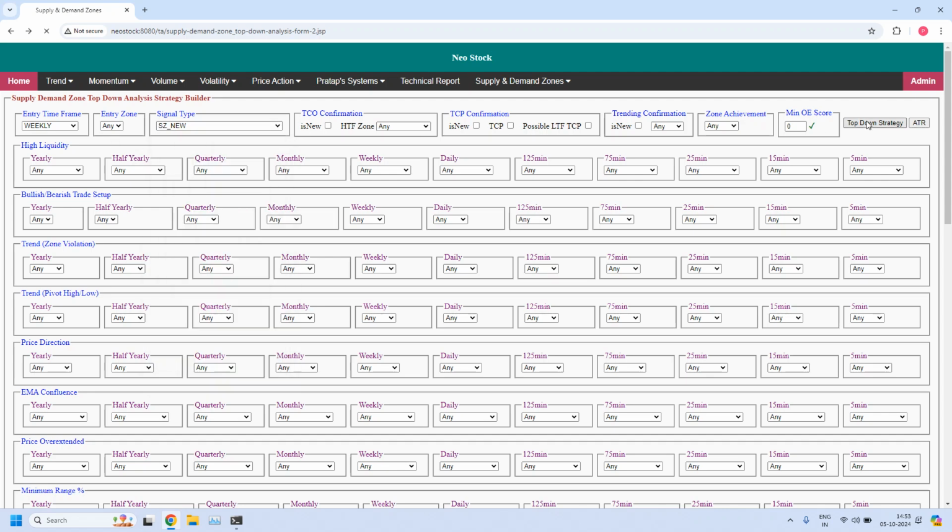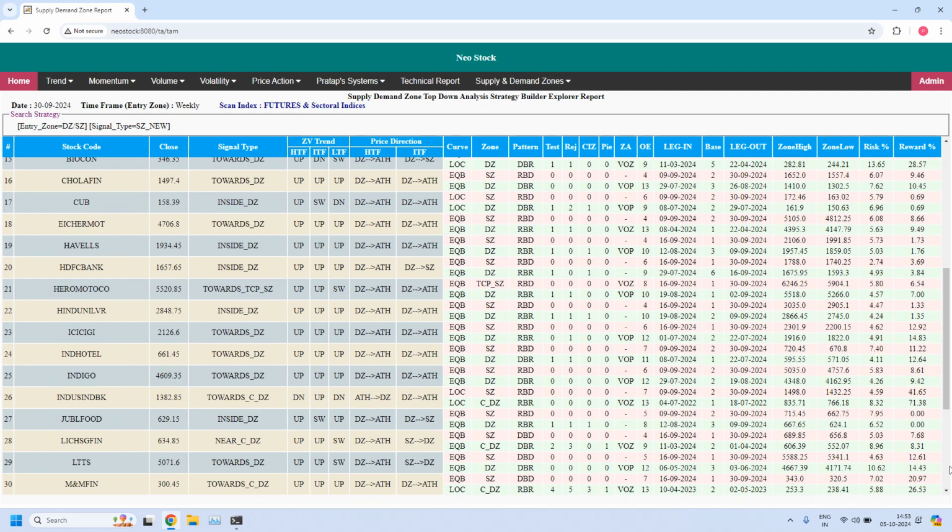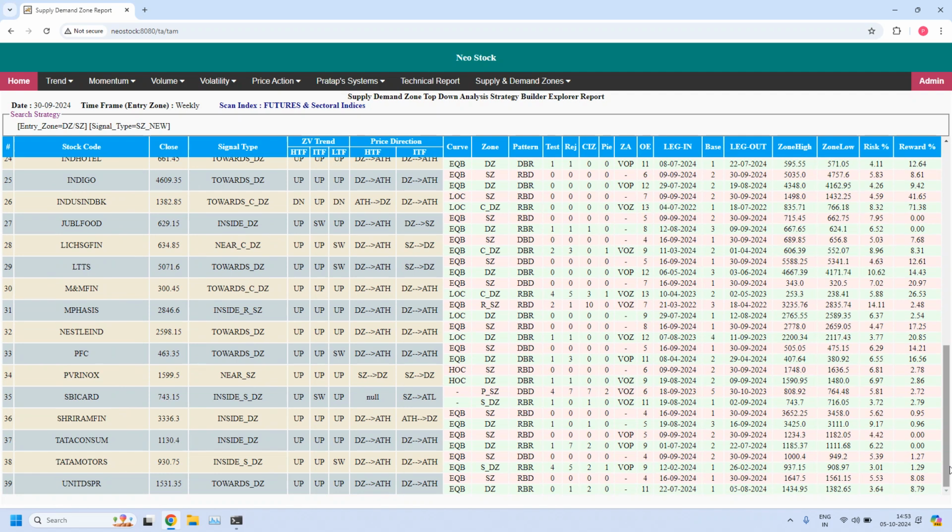So let's verify. Oh, this week a good number of weekly supply zones are created. My God. That means supply is very strong during this week. So the first 15 stocks are in this list. I'm scrolling the list down. So total 39 stocks are filtered. That means 39 weekly supply zones are created during this week. A strong supply we have seen during this week.